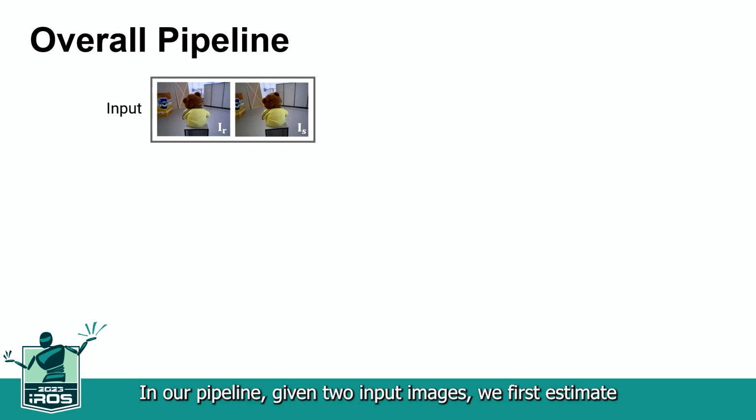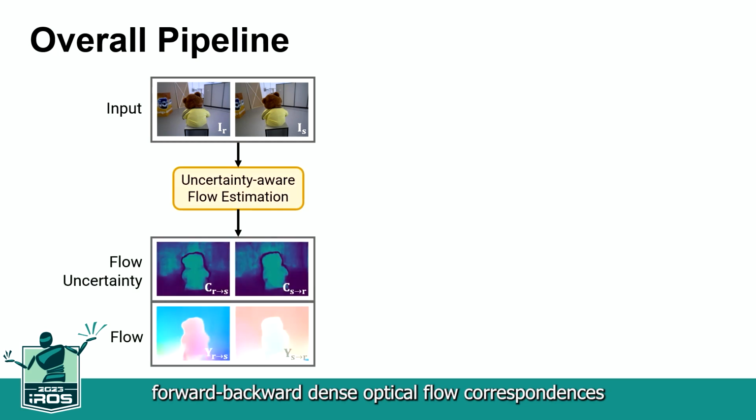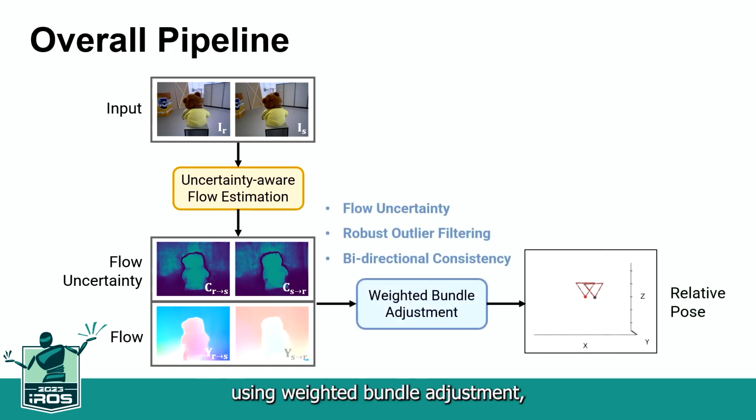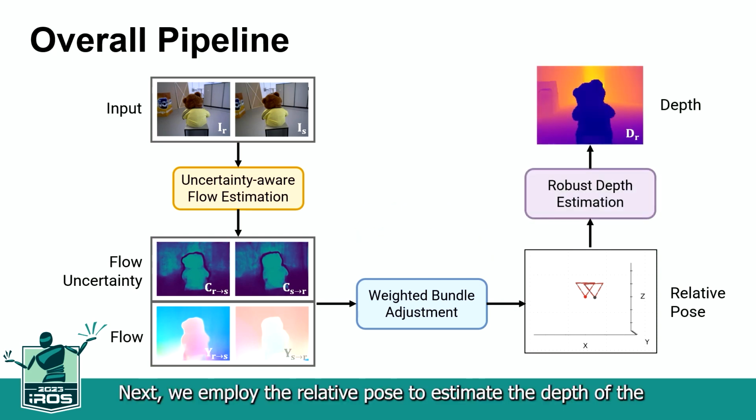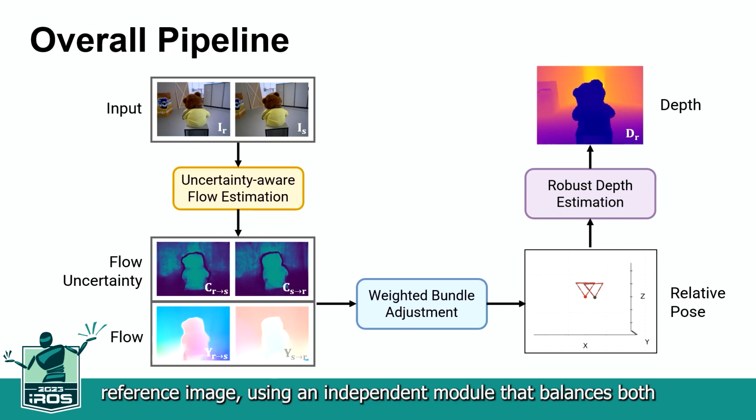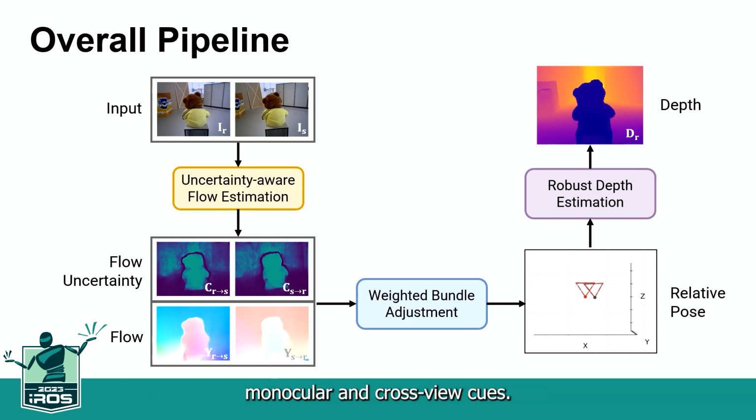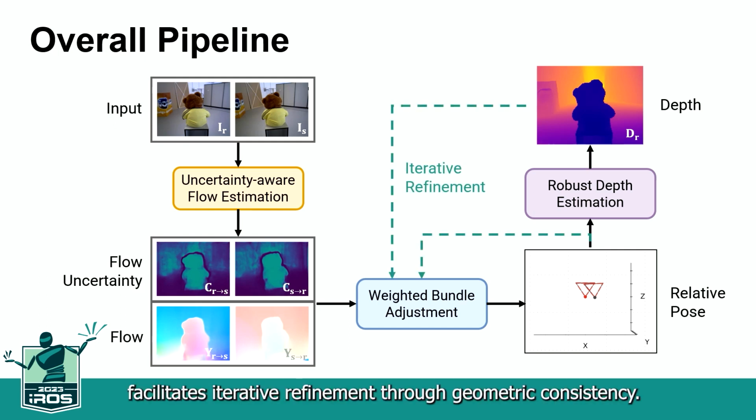In our pipeline, given two input images, we first estimate forward-backward dense optical flow correspondences and their per-pixel uncertainty using optical flow networks. We then compute the relative camera pose using weighted bundle adjustment, which considers learning-based flow uncertainty, robust outlier filtering from RANSAC, and bidirectional flow consistency. Next, we employ the relative pose to estimate the depth of the reference image, using an independent module that balances both monocular and cross-view cues. The estimated depth, combined with the predicted pose, facilitates iterative refinement through geometric consistency.